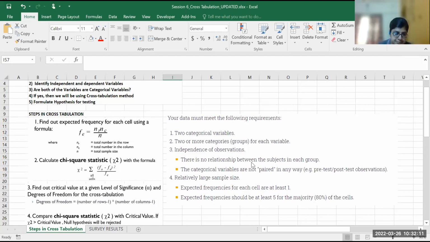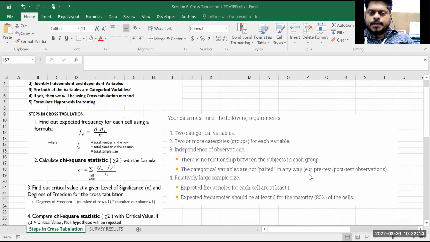Yes, sir. Okay. So the categorical variables are not paired in any way. Pre-test, post-test, that is when we use a two sample t-test, because it is the same respondent. Here there are two groups of respondents. Remember, whenever you are doing cross tabulation, we are trying to find a relationship. I cannot take data, let's say blood sugar level pre-breakfast and post-breakfast, and try to find a relationship between them. That is when you cannot use a cross tabulation. Remember what we discussed in the two sample test: the groups of respondents are different. There is independence between respondents.